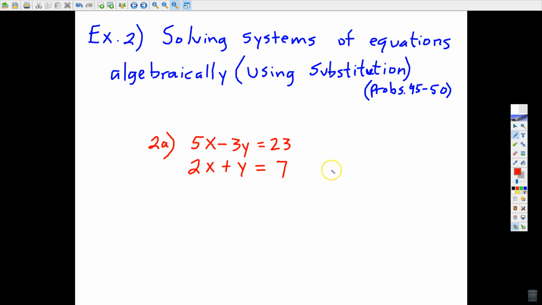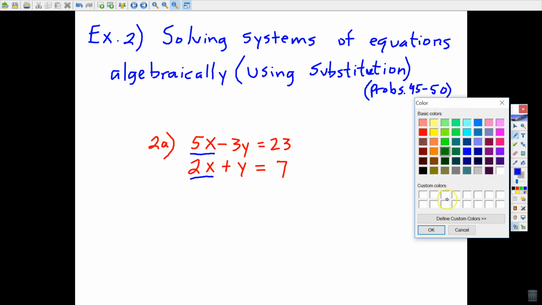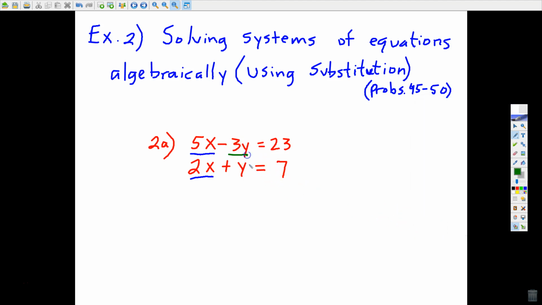So now let's jump into some examples of substitution. Substitution is all about solving for one of the variables in either equation and then replacing that variable in the other equation. Now you have choices. You can solve for x on the top or x on the bottom. You could solve for y on the top or y on the bottom. There's really no wrong choice out of these four, but there is a best choice.